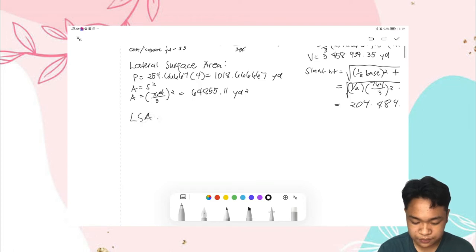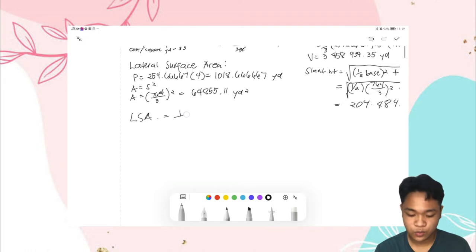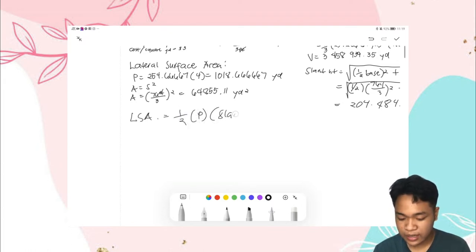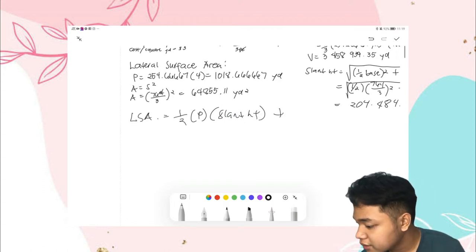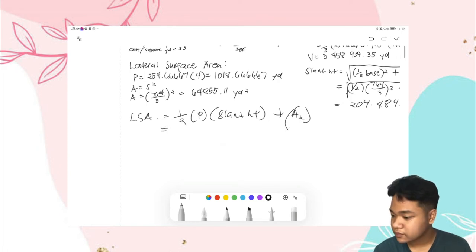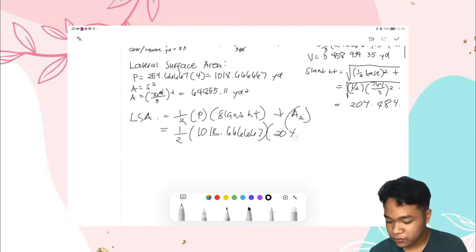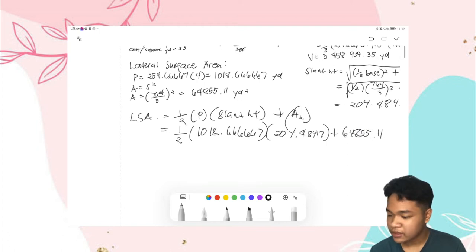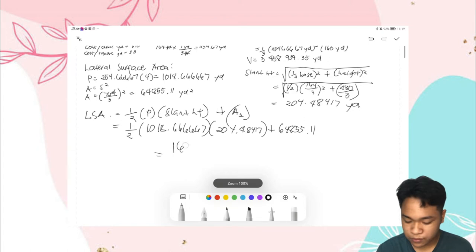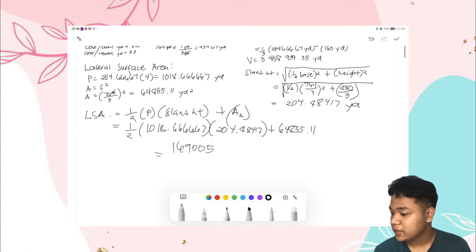Now let us solve again for the lateral surface area. The formula for the lateral surface area is 1/2 multiplied by the perimeter and the slant height, plus the area. So 1/2 times 1,018.666667 times the slant height 204.48417, plus our area, which is 64,855.11. So the answer will be 169,005.743 square yards.